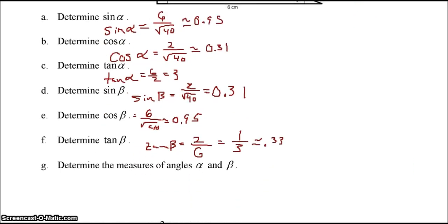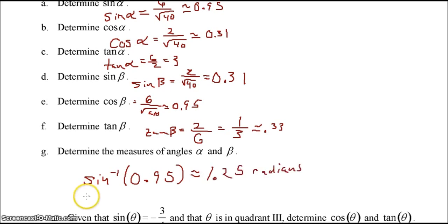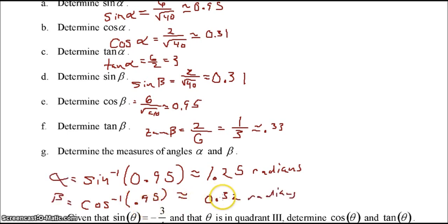Determine the measures of angles alpha and beta. Well, one thing we could do is the inverse sine of 0.95. We could really do the inverse of any of these. We get 1.25 radians. We could use the inverse cosine of 0.95, and that gives us 0.32 radians. Notice this one is alpha, this one is beta. We could have determined those angles in all sorts of different ways using the inverse trig functions with these expressions. You might want to try out some of those.